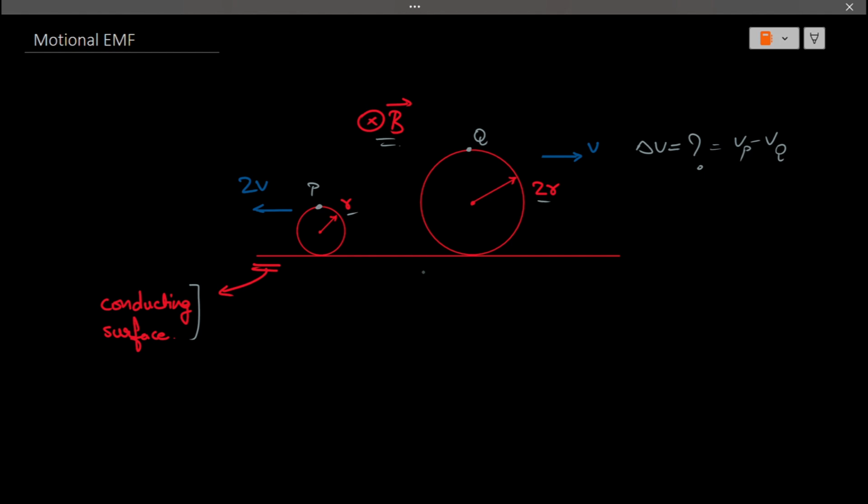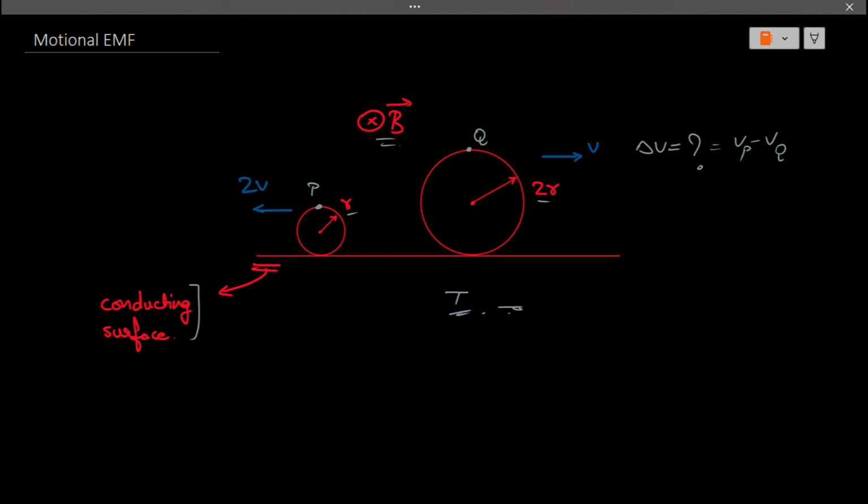So we know that we'll be applying the motional EMF concept here, and we have two motions, the rotational and the translational motion. We'll be considering the translational motion for the two rings, because the rotational motion will not result in a flux change, right? So we'll be talking about the translational motion here.